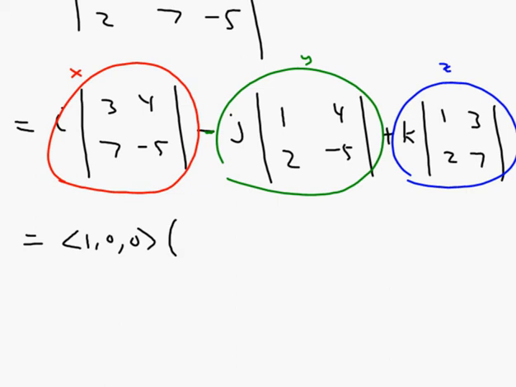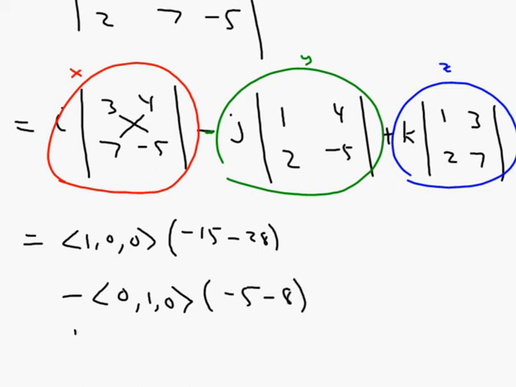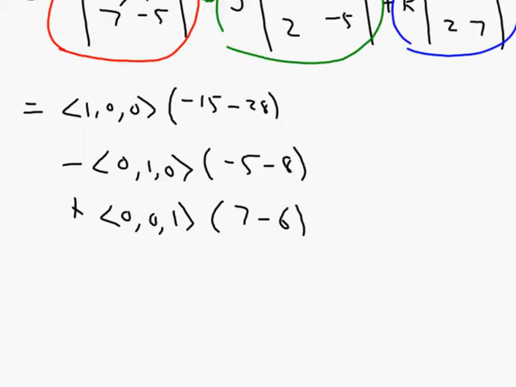So here we are. We're going to get 3 times negative 5, which would be negative 15, minus 7 times 4 is 28. And then you're going to have minus j, which is this vector, times the component, which is going to be negative 5 minus 8. And then plus k, which is 0, 0, 1, times 7 minus 6. So when everything's said and done here, you should get negative 15 minus 28, so negative 43 in the first position, comma, negative 13 in the second position, and then positive 1 in the third position.